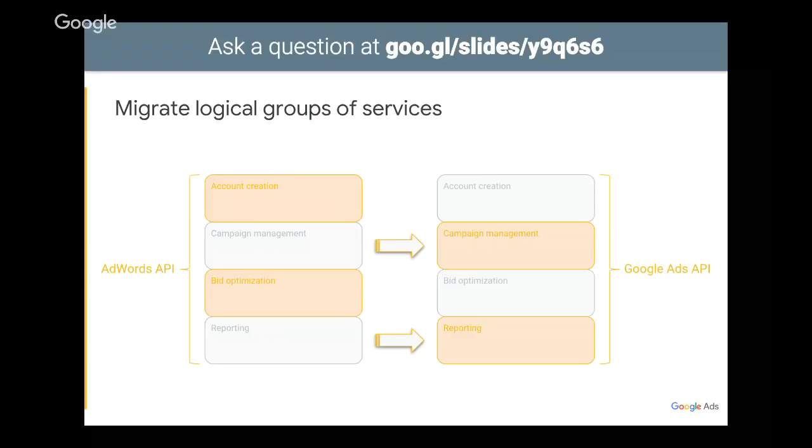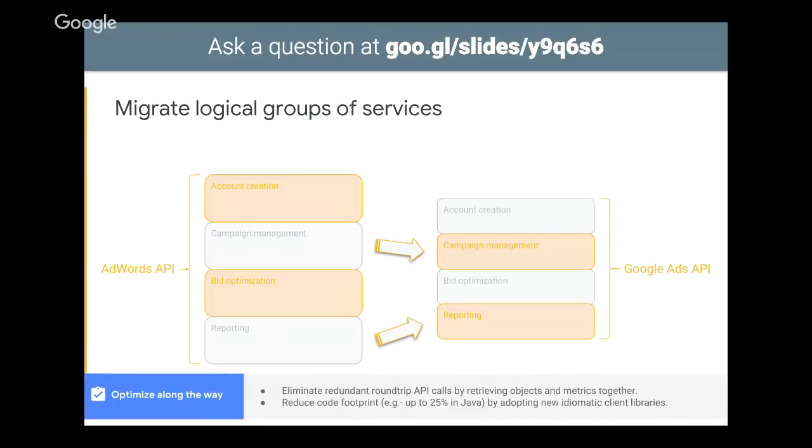For reporting, take the reporting endpoints that you're using and translate the current reporting definitions. If you're using AdWords query language, translate that over to Google Ads query language, and migrate your reporting over. While you're doing that, you can still keep bid optimization and account creation, for example, on the old AdWords API. This can be your stack, running side by side, with some pieces on the AdWords API and some components on the Google Ads API while you're migrating.